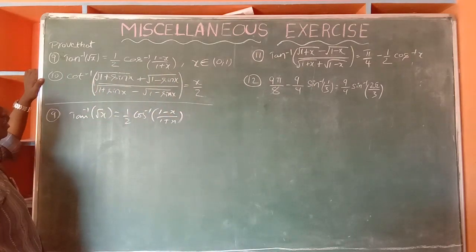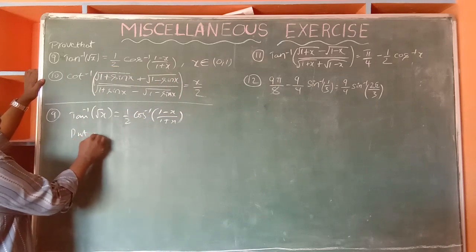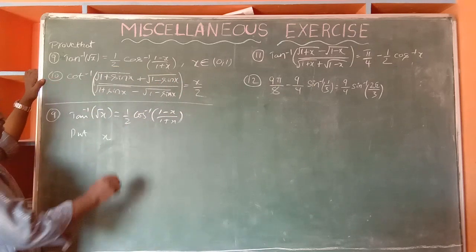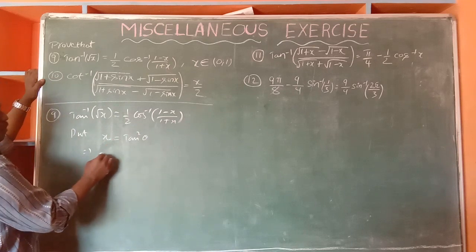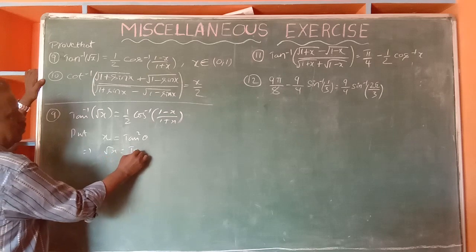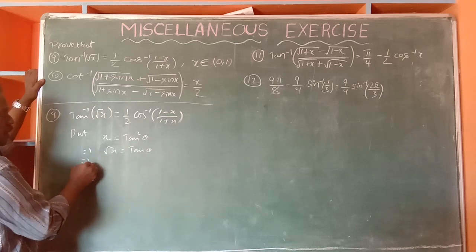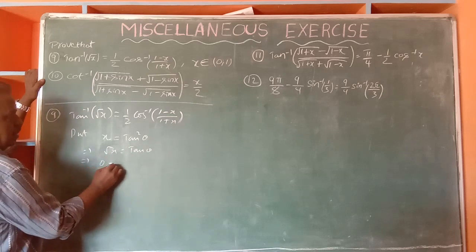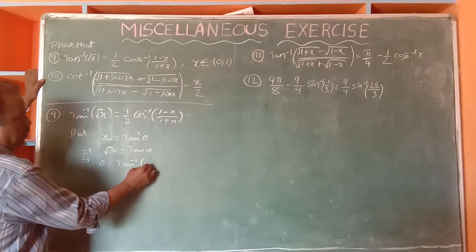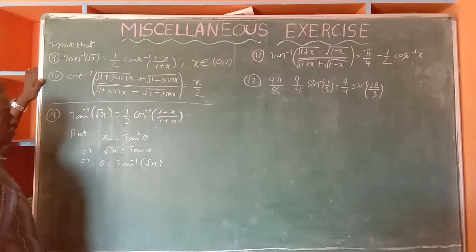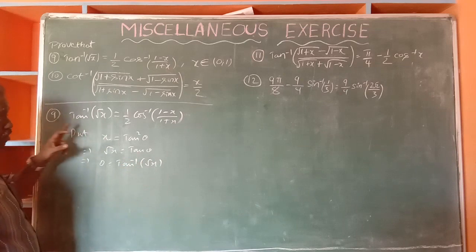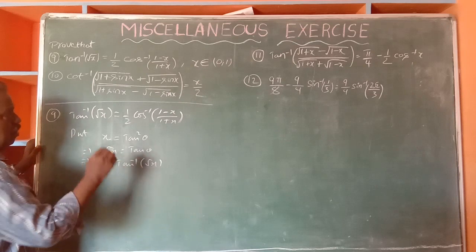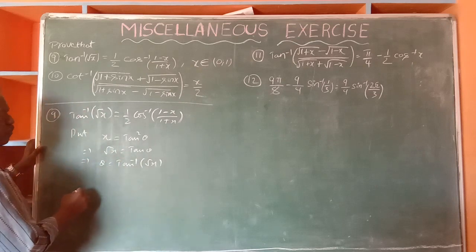You see, put x equal to tan square theta. That implies root x is equal to tan theta. That implies theta is equal to tan inverse root x. Okay? Theta is equal to tan inverse root x. Right. Now I'm taking the RHS.